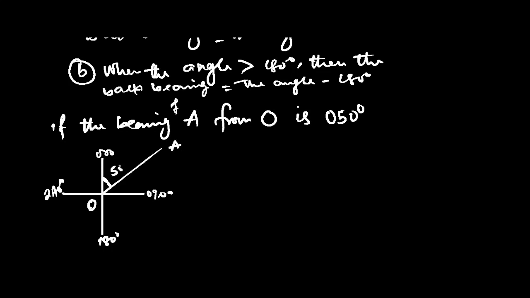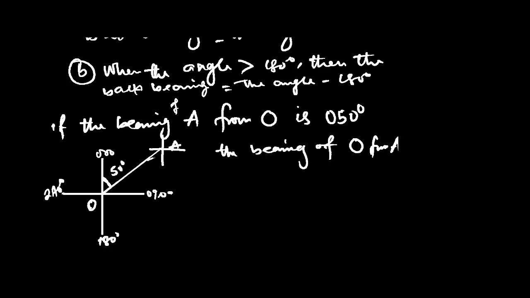So here is going to be what? 50 degrees. Now what do I say? The back bearing. Back bearing will be that from what? The back bearing is going to be the bearing of O from A. I see it now. So A will now be our starting point.